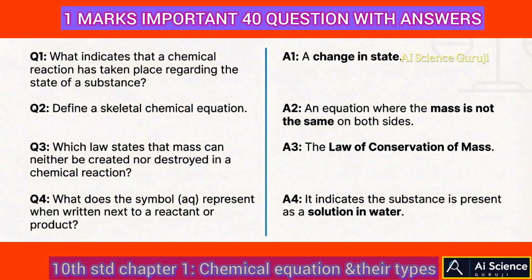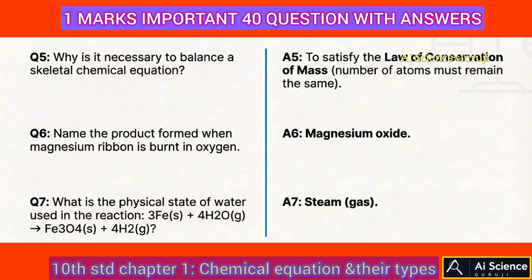3. Which law states that mass can neither be created nor destroyed in a chemical reaction? Answer. The law of conservation of mass. 4. What does the symbol AQ represent when written next to a reactant or product? Answer. It indicates the substance is present as a solution in water.